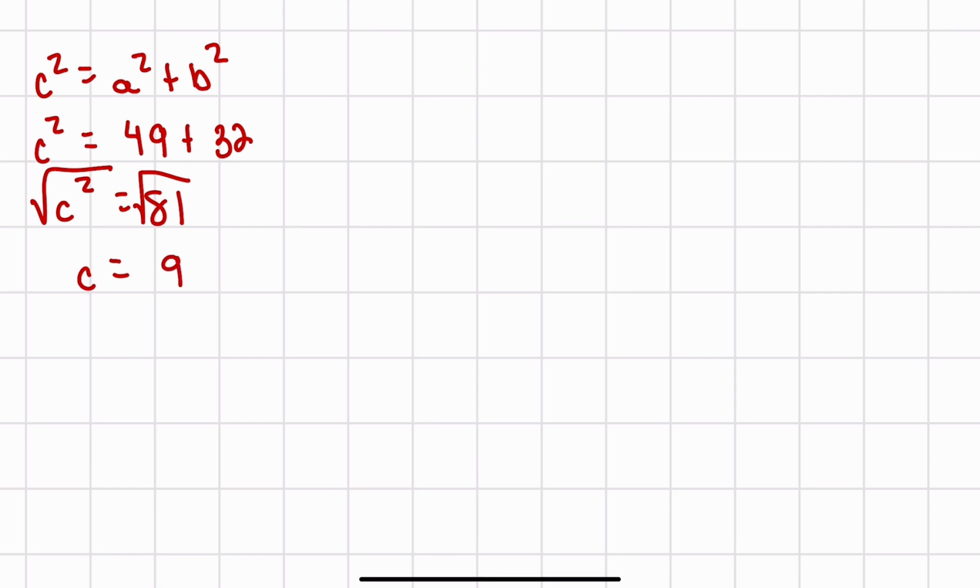So our foci are identified as (0, plus or minus c). Plugging in c is equal to 9, we get (0, plus or minus 9). So we will have one point at (0, 9) and one point at (0, negative 9).